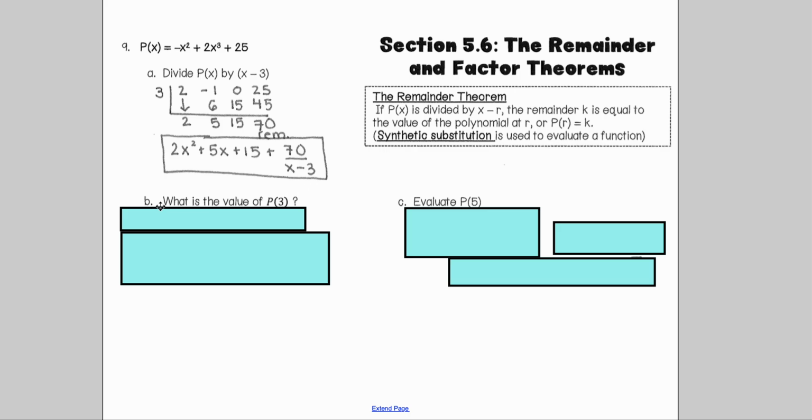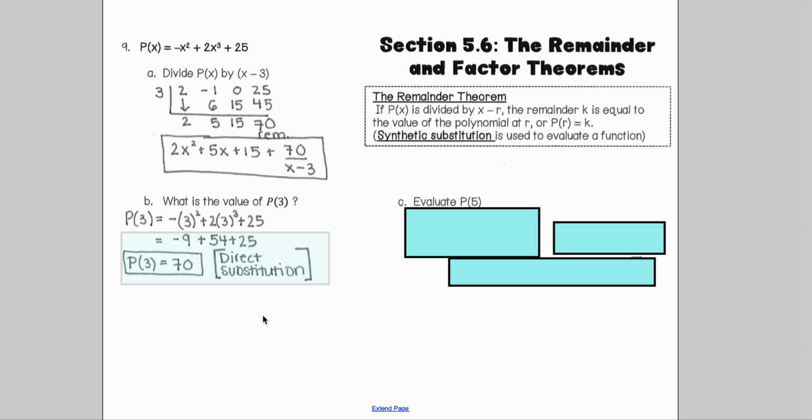Now, try letter B. What is the value of p of 3? So use the same polynomial from up here and find p of 3. Go ahead and pause the video and do that. Now I'm assuming that you took 3 and substituted it back into the p of x formula. And when you did p of 3, you got 70.